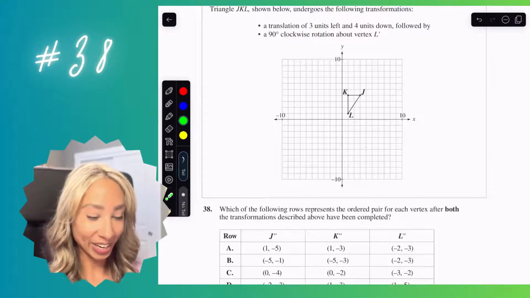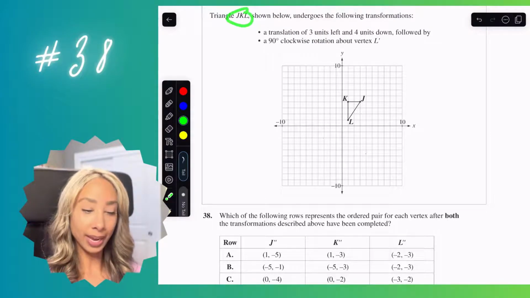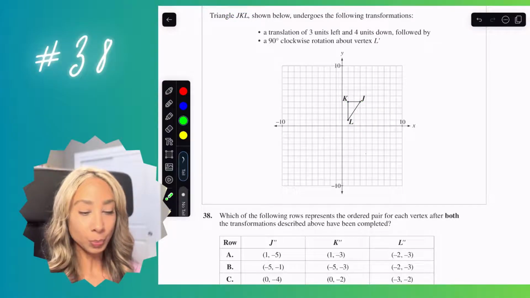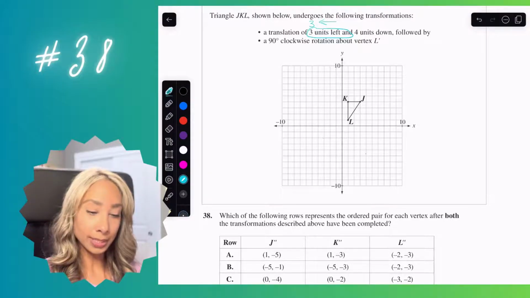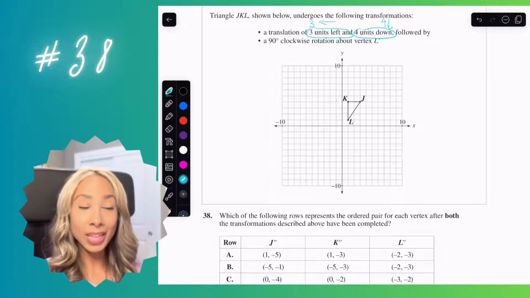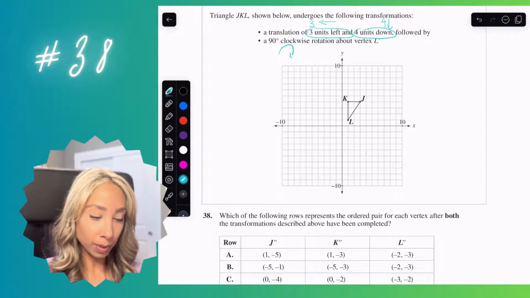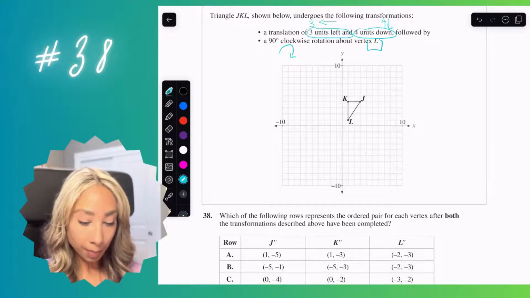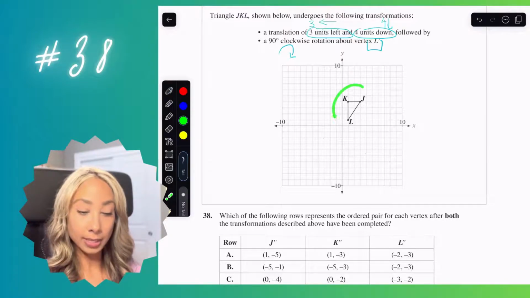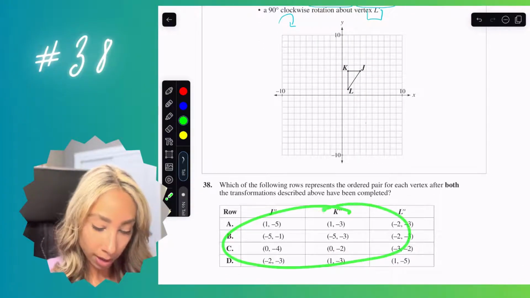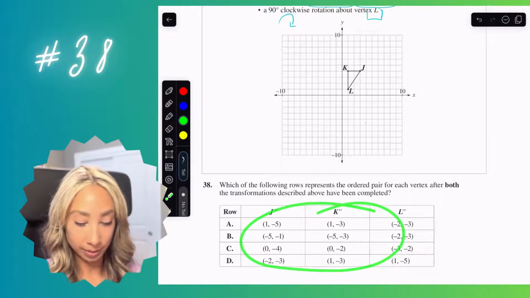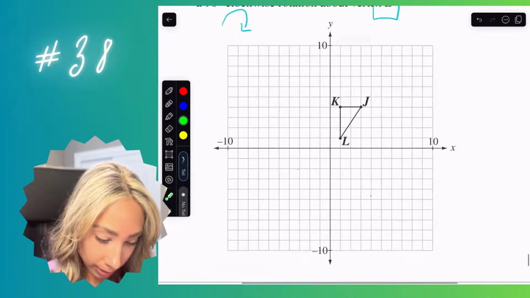Okay, number 38 here. They've given us a triangle JKL, and we can see their points here. What we're going to do is translate it 3 units to the left, 4 units down, and then rotate it clockwise, so that's towards the right, on point L. Once the entire triangle is drawn and we've created those changes, we need to figure out its new points. So let's start by doing this first.